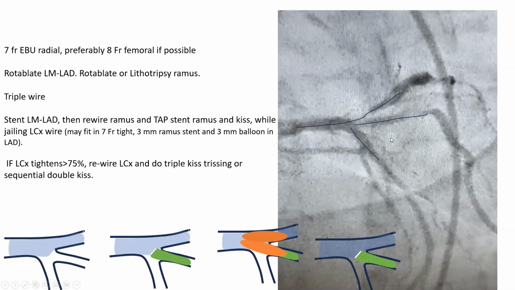And in terms of fitting, for that tap stent with triple wiring, meaning you'll have a tap stent here while you have a balloon stationed in the LAD and you have a triple wire, you need at least 7 French for that. And the 7 French may fit if you're using a 3 millimeter stent in the ramus and a 3 millimeter balloon in the LAD. It will be very tight. But ideally, to do that simultaneous stent balloon for the tap while you have a triple wire, you would need 8 French. It may fit in a 7 French tight with a 3 millimeter balloon stent.